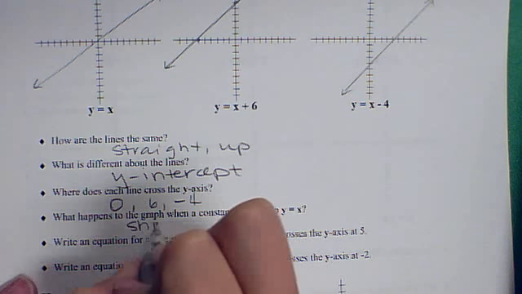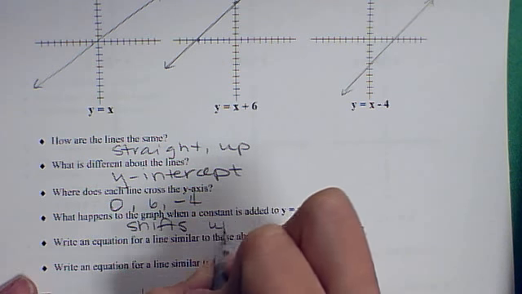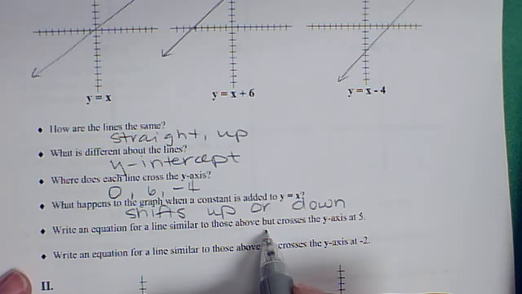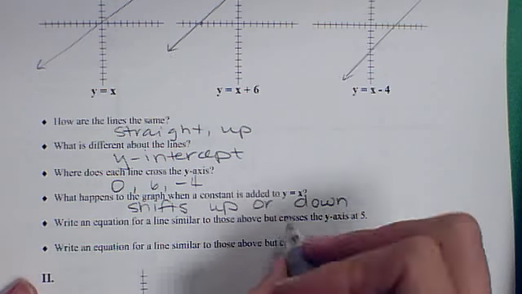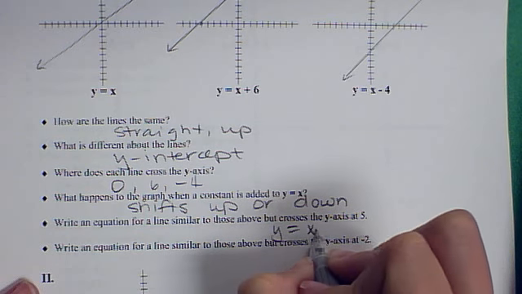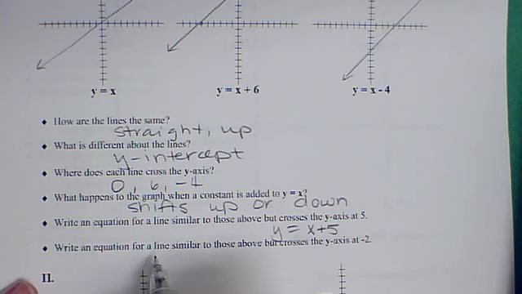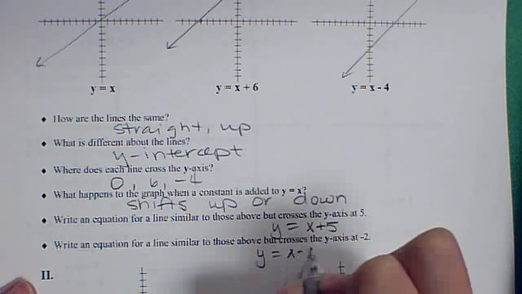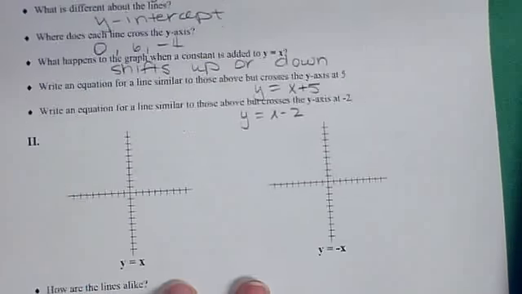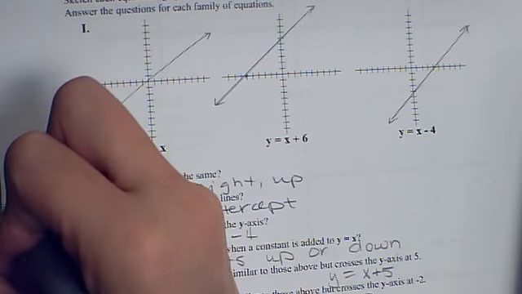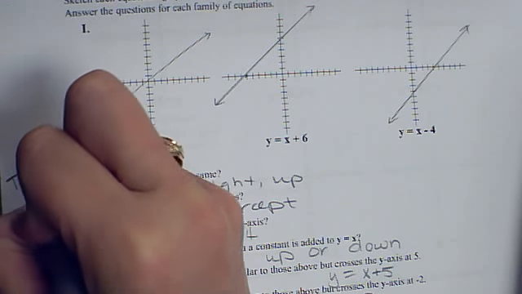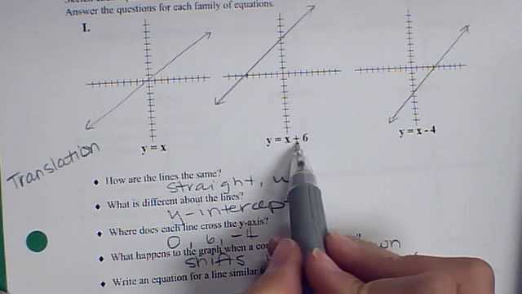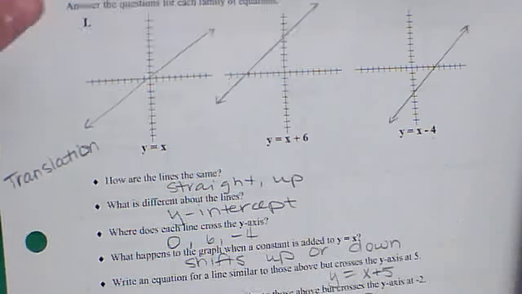It shifts, or it moves up or down. Write an equation for the line similar to those above, but crosses the y-axis at 5. That would be y equals x plus 5. Write an equation for a line similar to those above, but crosses the y-axis at negative 2. That would be y equals x minus 2. Okay, that's the first group. Those are called translations. And a translation is where it's just shifted up or down, and I can tell that by the number added on to the end.